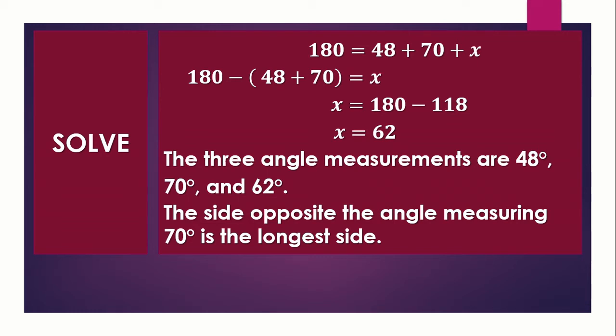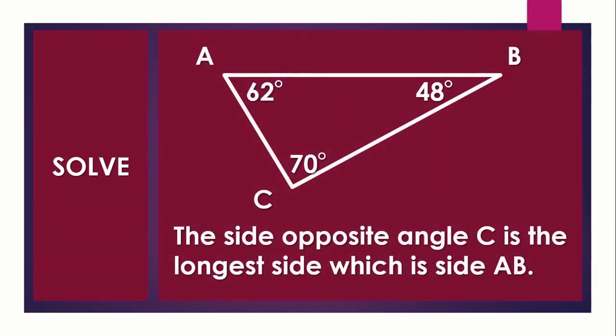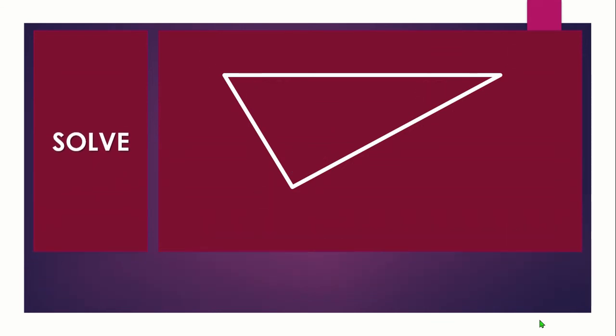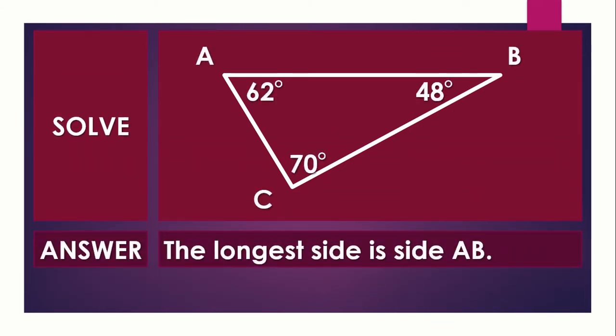The side opposite the angle measuring 70 degrees should be the longest side. Using an illustration to make it clearer, we have a triangle which we labeled triangle ABC. We have A, 62 degrees, B, 48 degrees, and we assigned angle C as 70 degrees. Now, the side opposite angle C is the longest side, which is side AB. Thus, to answer the problem, the longest side is side AB.